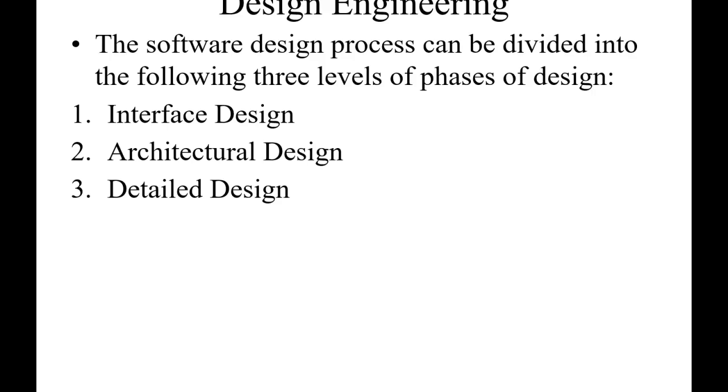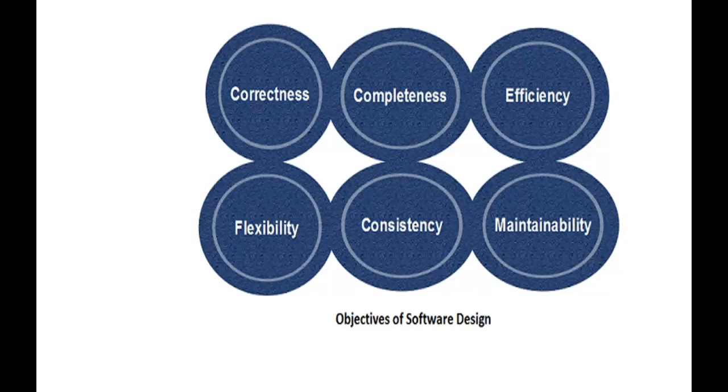Next, the software design process can be divided into three levels or phases of design. First is the interface design, second is architectural design, and third is detail design. We'll explain these points one by one. Before that, we'll discuss the objectives of software design.